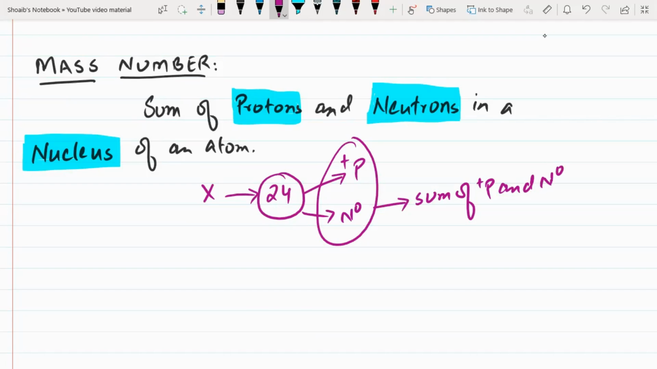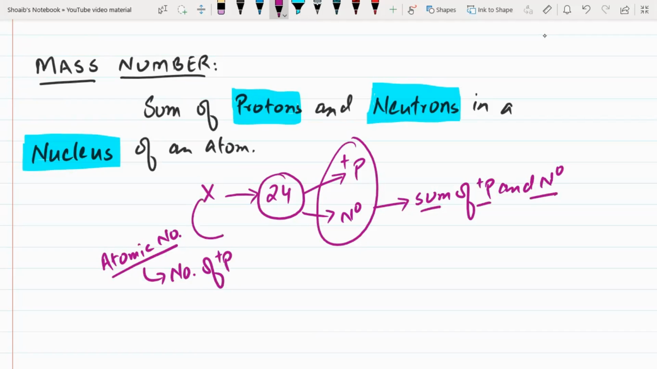In the previous video, we discussed the atomic number. The atomic number contains only the number of protons, whereas the mass number is the sum of protons and neutrons.